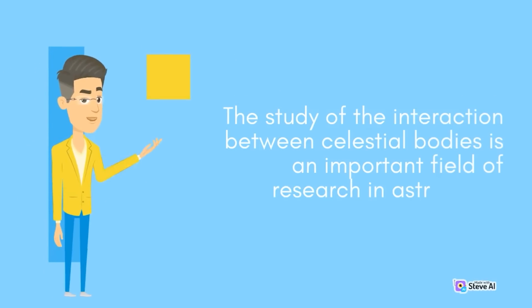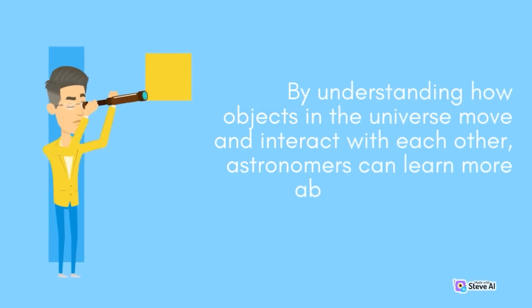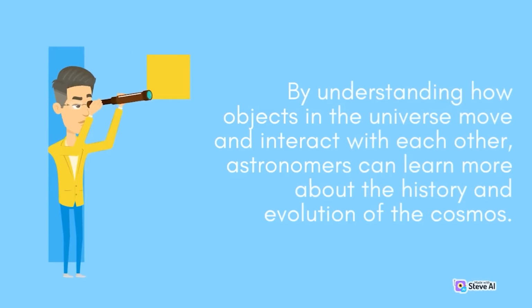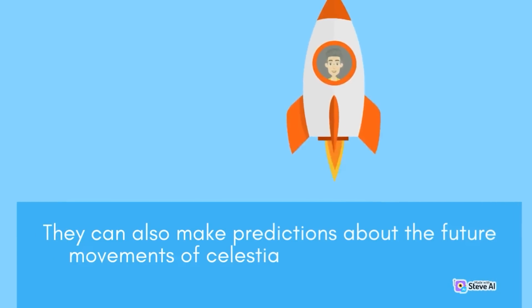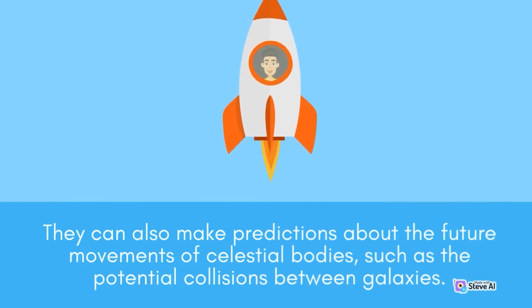The study of the interaction between celestial bodies is an important field of research in astronomy. By understanding how objects in the universe move and interact with each other, astronomers can learn more about the history and evolution of the cosmos. They can also make predictions about the future movements of celestial bodies, such as the potential collisions between galaxies.